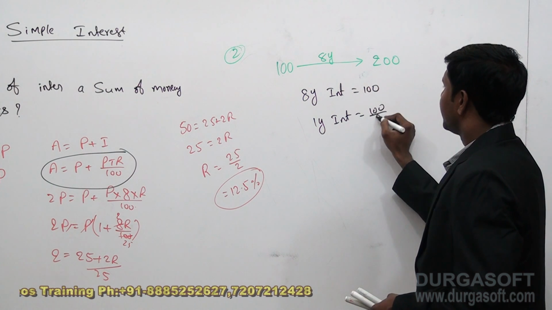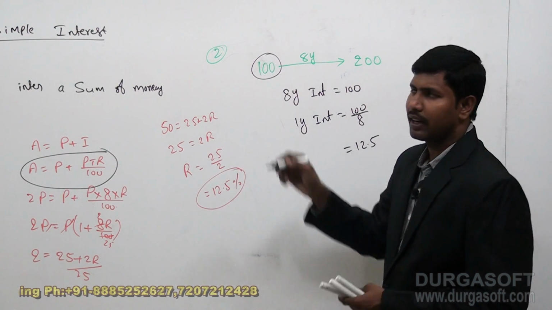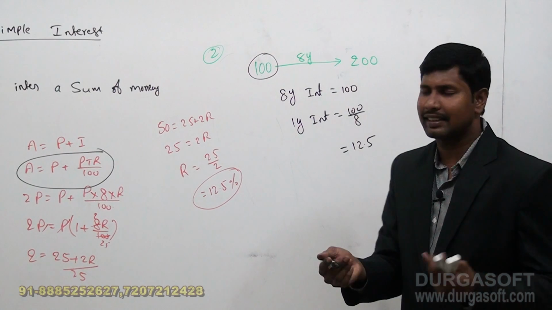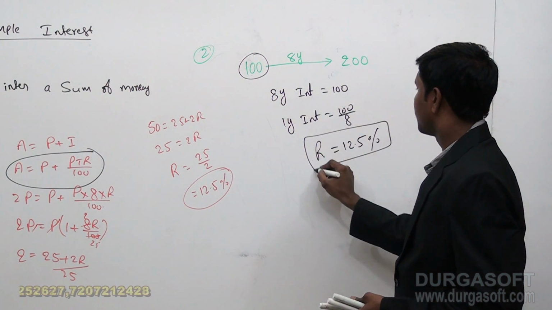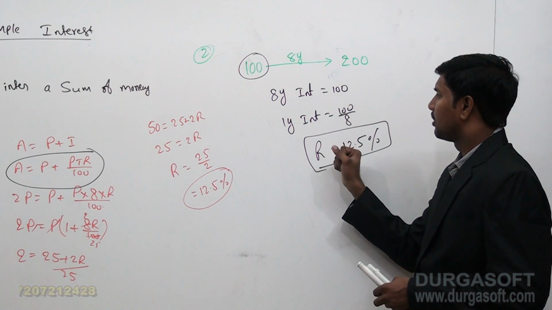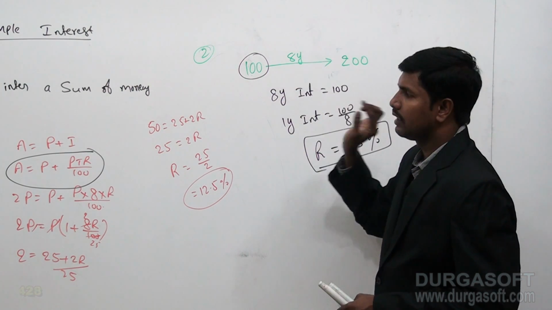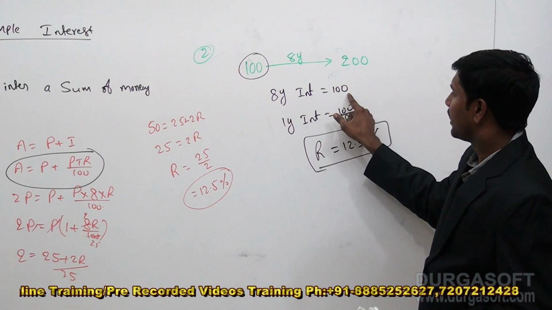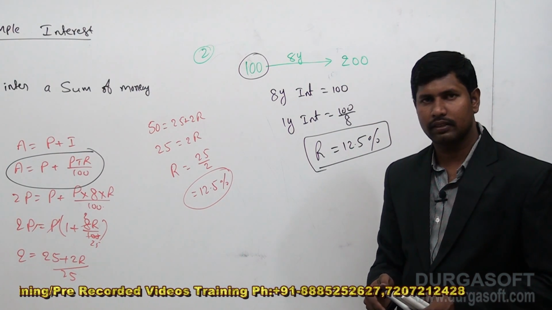100 by 8 which is equal to 12.5, and I am calculating per 100. Anything which is calculated per 100 should be considered as percentage. That's why my rate of interest is 12.5 percentage. That's it. Very simple. Here the calculation part will become so easy. Simply 100 will become 200 in 8 years according to the given statement. Double means in 8 years we are adding 100 interest. So in 1 year, 100 by 8 which is 12.5 percentage.